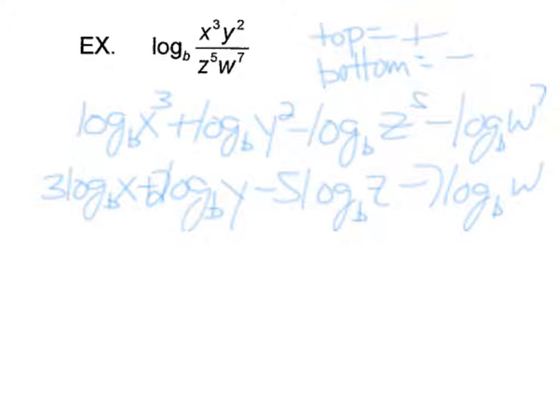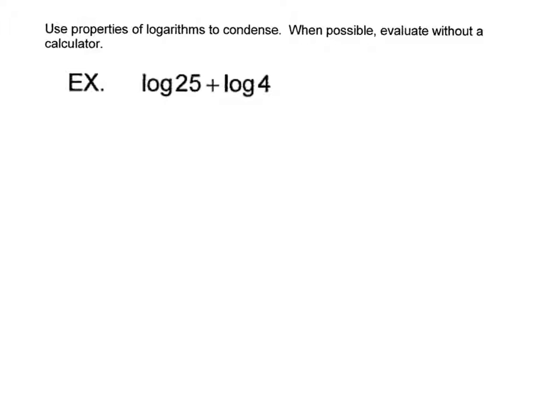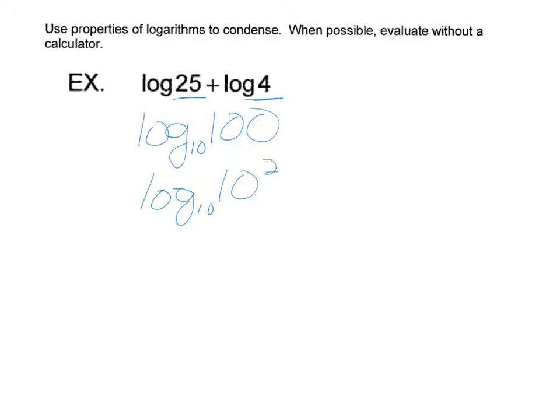Now let's go the other way around. Use properties of logarithms to condense. When possible, evaluate without a calculator. So I have addition. Addition condenses to multiplication. 25 times 4 is 100. And let's put in our invisible base 10 to help us see that we can go a little bit farther with that, because 100 is 10 to some power. 100 is 10 squared. And now that I have two 10s here, all of this goes away, and the answer is just 2.